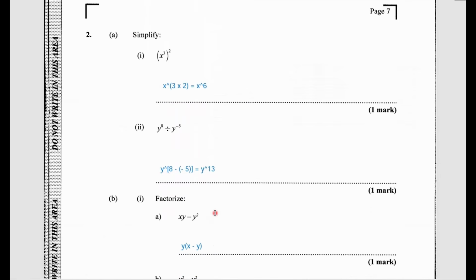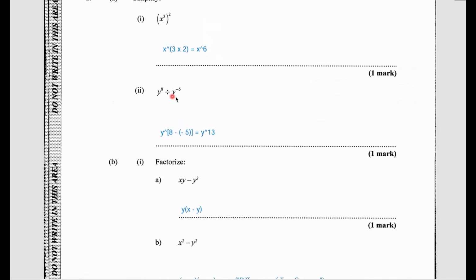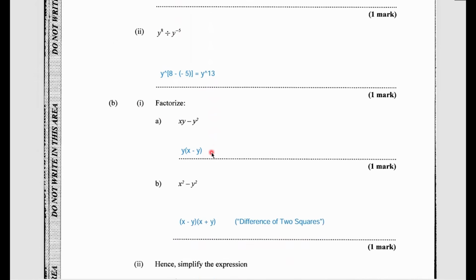Going into question 2, going into some algebra, simplify x cubed to the power 2. When a power is raised to another power, you multiply the 2 powers. 3 twos are 6, so you get x to the power 6. Y to the power 8 divided by y to the power minus 5. When we divide, we subtract powers. So it'll be 8 minus minus 5, and 8 add 5 will give you 13. Y to the power 13.